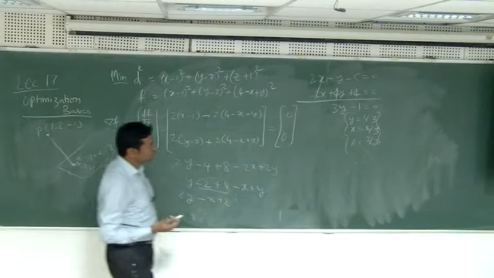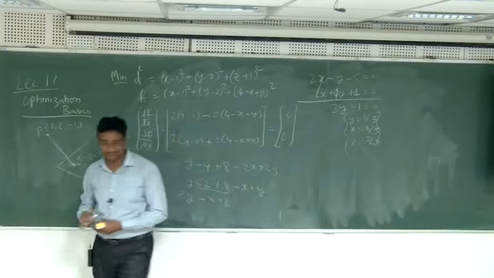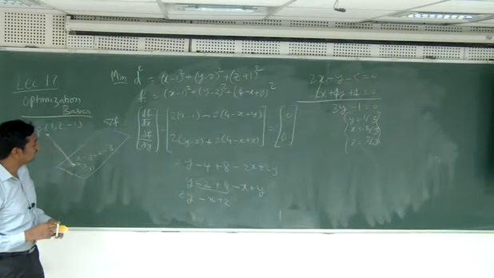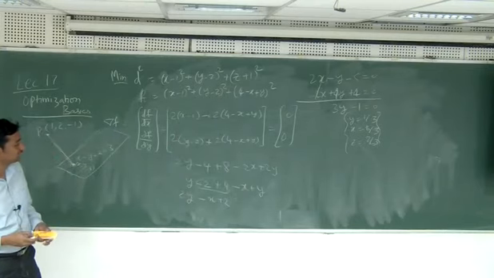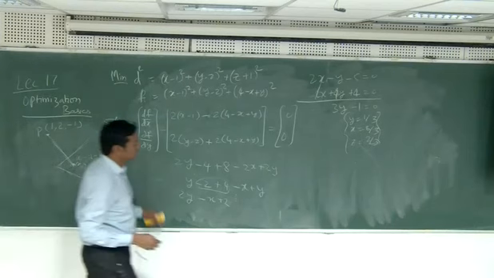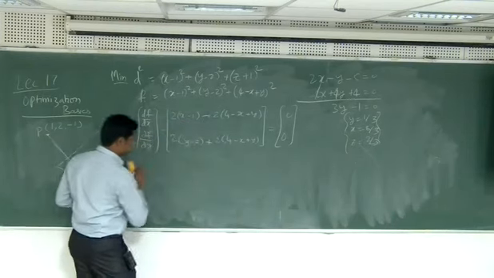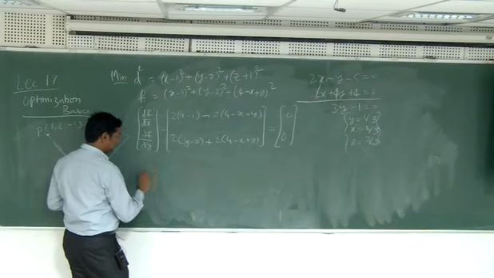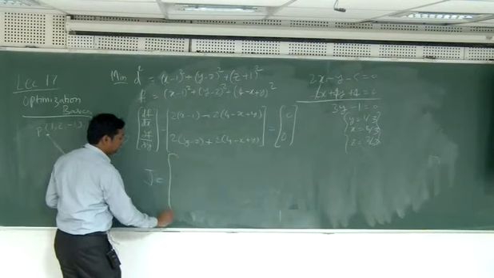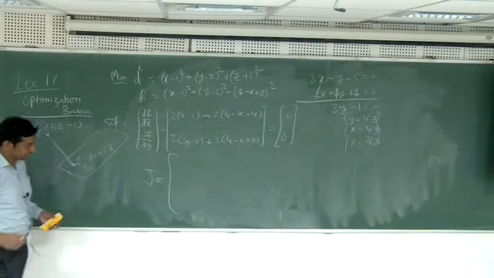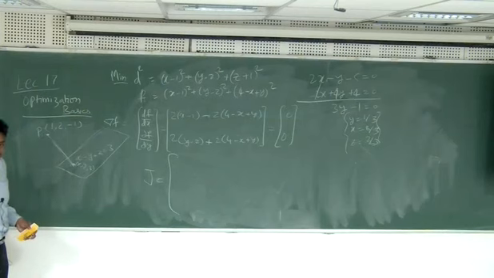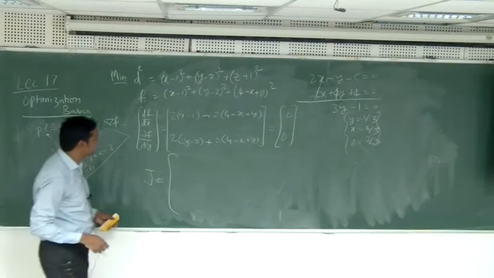Okay. But how do you know it is shortest? You have to take the second derivative. So what is the second derivative in this case? The second derivative will look something like this. It is represented as J. Again, J is the Jacobian. That is the name of the person who suggested this.